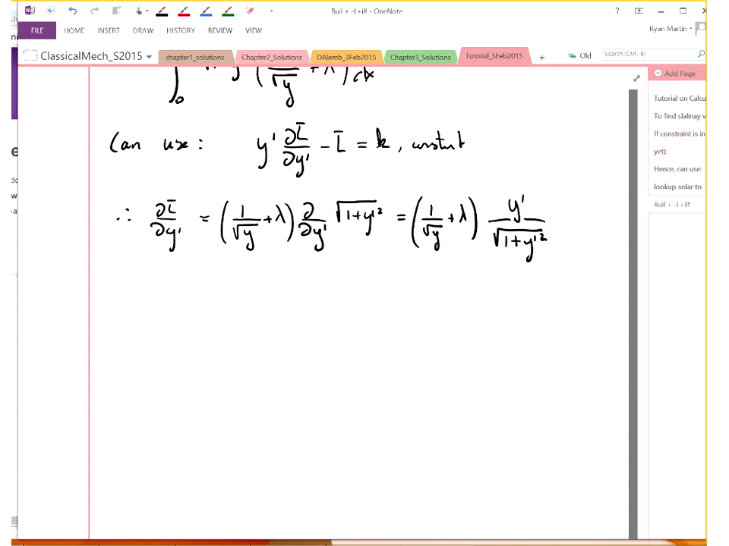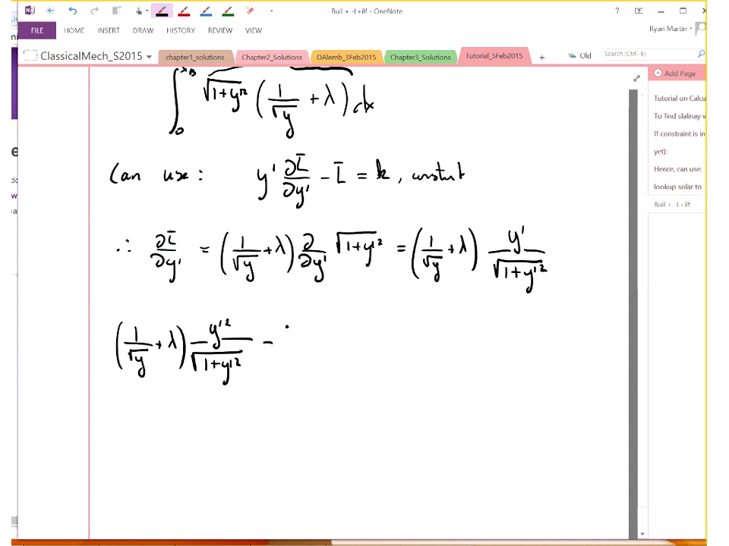So I plug that into our equation. I have y prime times ∂L bar/∂y prime, so the first term will be 1 over square root of y plus lambda. Then I have y prime times that part, is y prime squared over square root of 1 plus y prime squared. And then it's minus L bar. L bar had a 1 over square root of y plus lambda times square root of 1 plus y prime squared, and that's got to equal k.